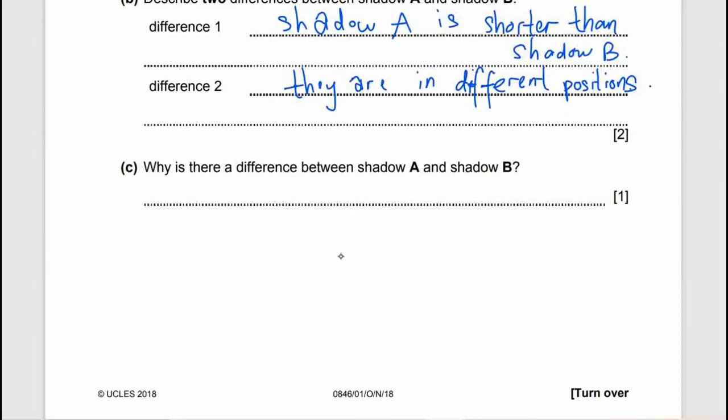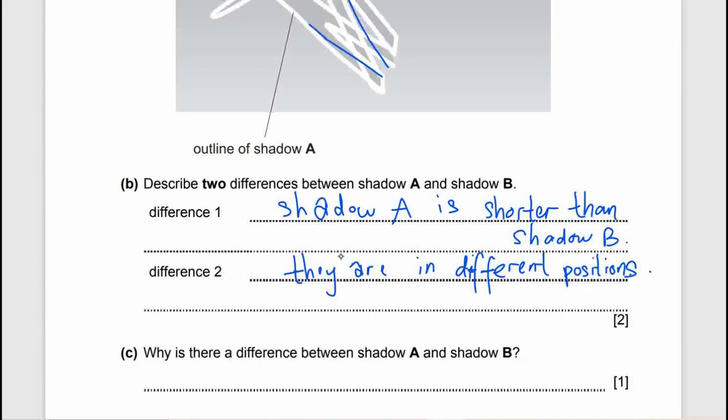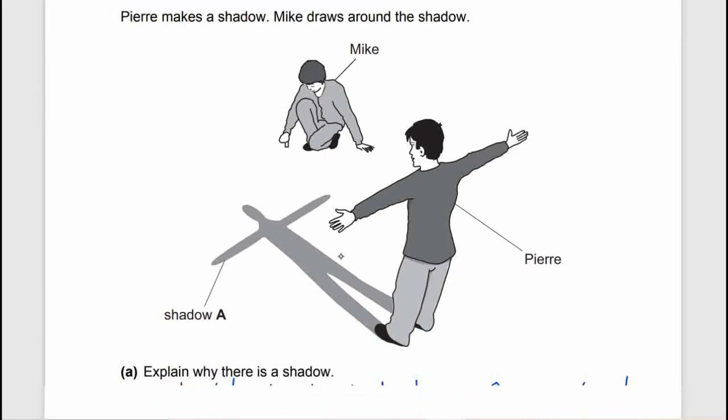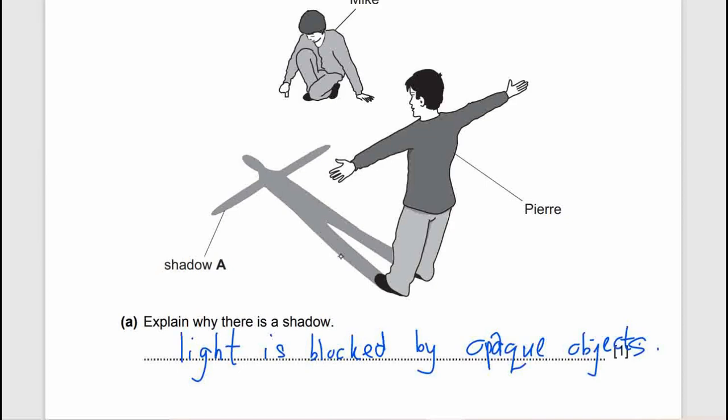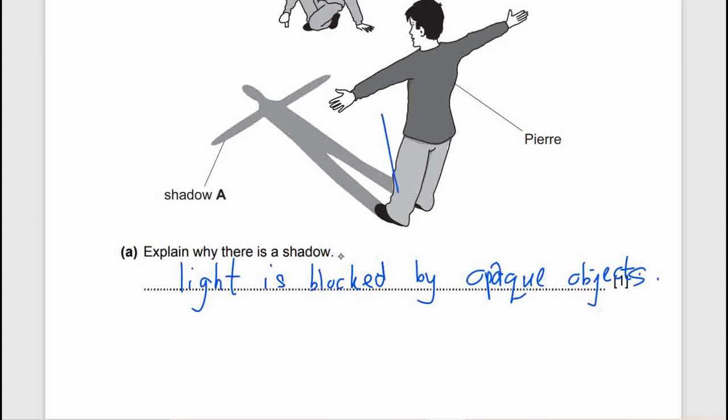Okay, see why there's a difference between shadow A and shadow B. The reason for this is, if we see the experiment here, shadow A and shadow B will be in this position, somewhere here. This will be shadow B.